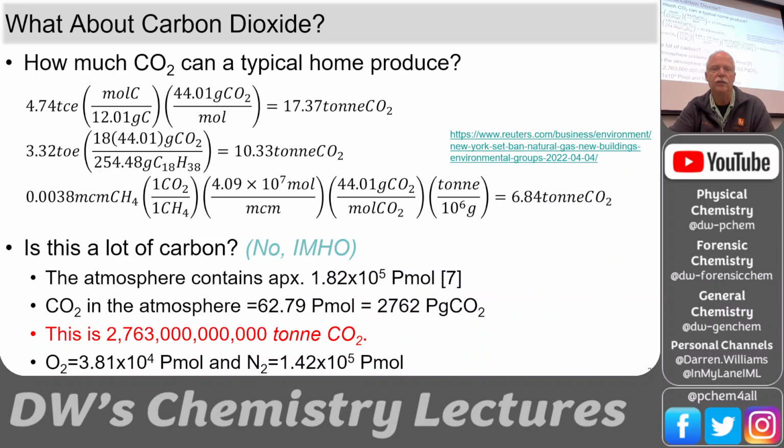So how much CO2 does a typical home produce? Well, using the numbers here that you see, we could take that tons of coal equivalent, convert it to carbon and convert it to CO2. That's 17 tons of CO2. If we were using oil, it'd be 10 tons of CO2. If we're using natural gas, it'd be 6.8. Notice natural gas is the smallest amount.